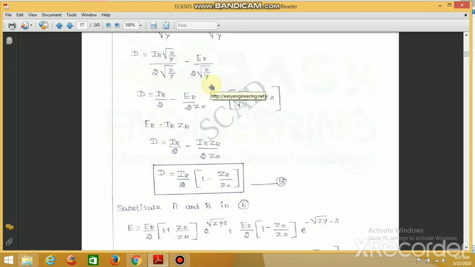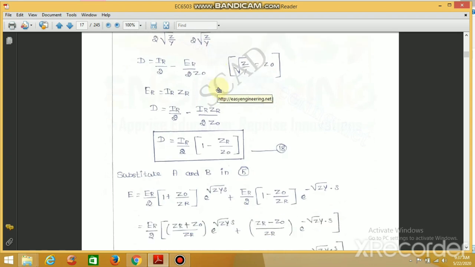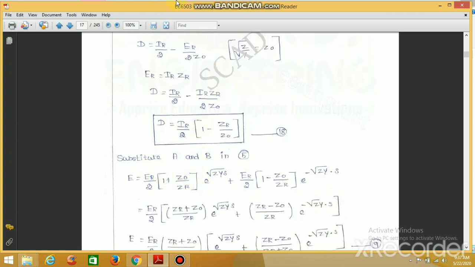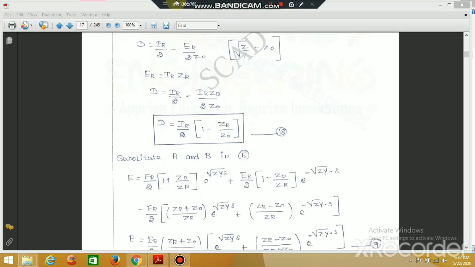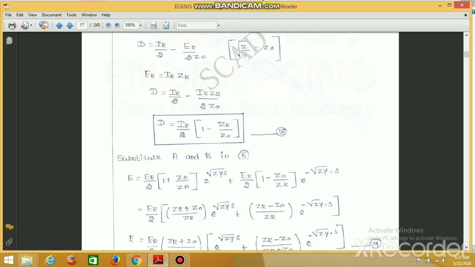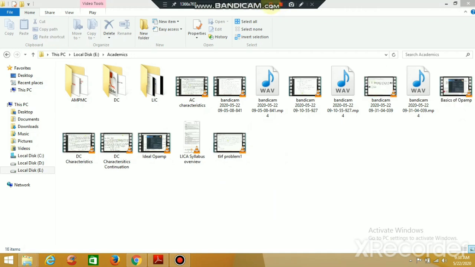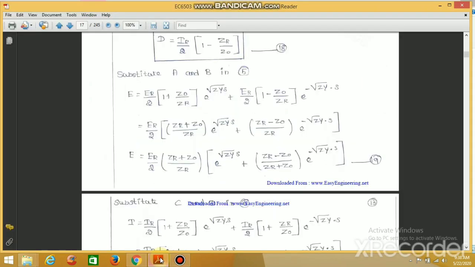So now what we have to do: we have calculated the equation for A, B, C and D. So substitute the values of A, B, C, D in equation 5. When you substitute the values of A and B in equation 5, you may be able to solve those equations.